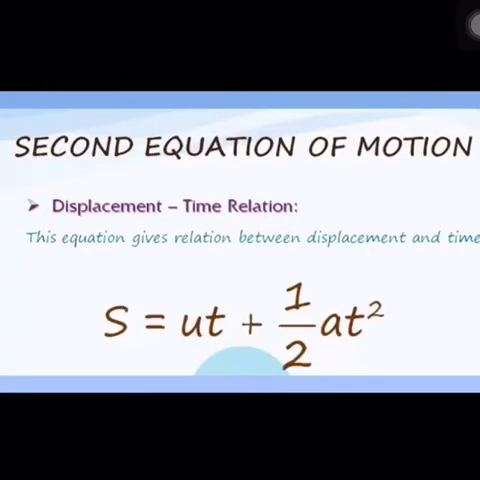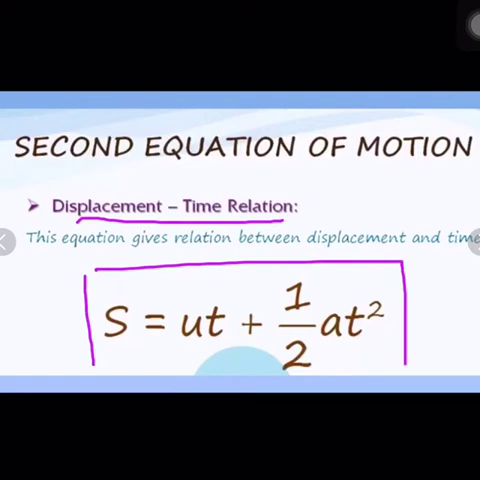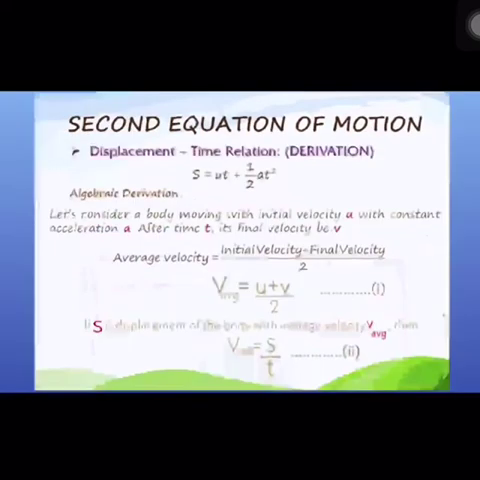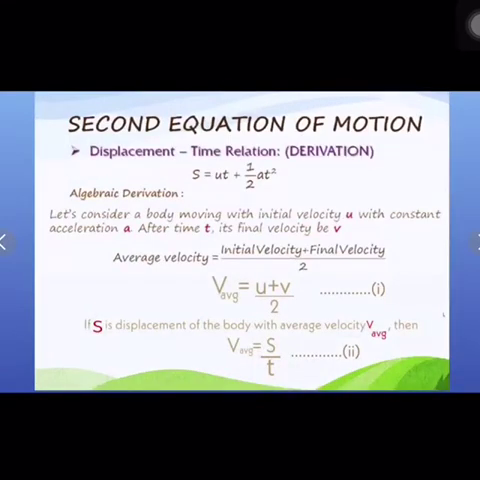Now come to the second equation of motion. The second equation of motion is also known as the equation for displacement-time relation. This equation gives the relation between displacement and time and is given by the equation s = ut + ½at². Now let us see its derivation. Consider a body moving with initial velocity u with constant acceleration a. After time t, its final velocity becomes v.